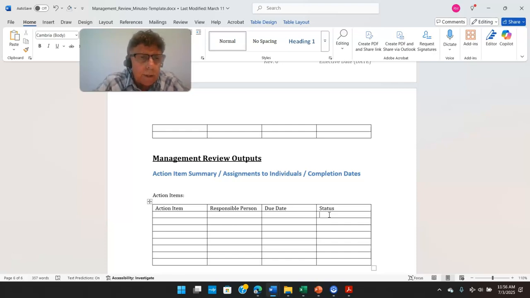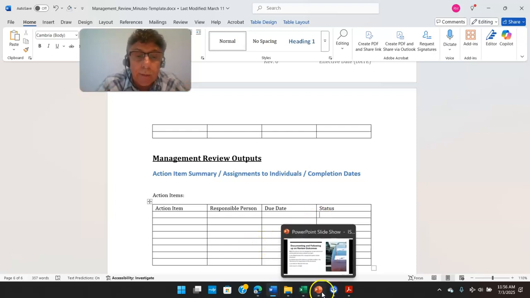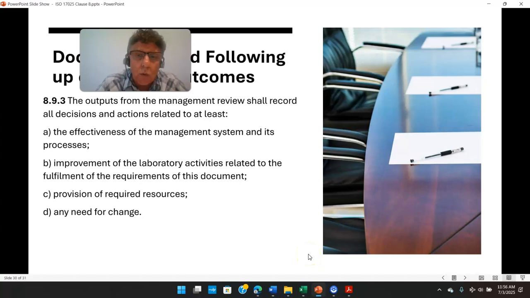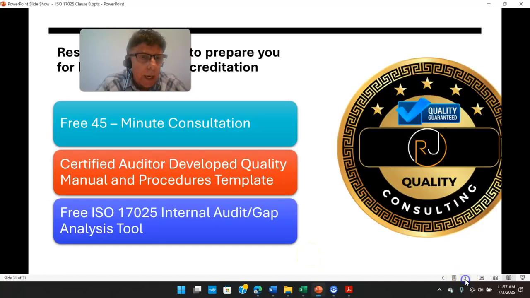So as an auditor, I find that corrective actions, internal audits, and management review really spearhead your quality management system, and that is really relevant to your management system and very important. So you want to keep that in mind.